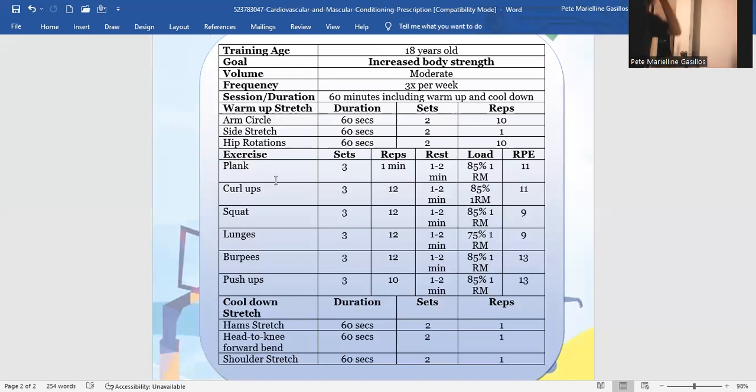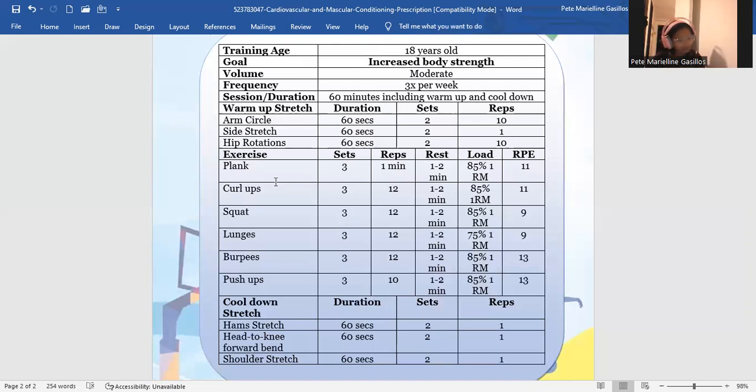Next is the exercise. For my exercise, I choose planking, which is like this, the curl ups, which is like that, and the squat, lunges, burpees, and push ups. The planking, I decided to have 3 sets and 1 minute per set, and my rest is approximately 1 to 2 minutes. Based on the load, I based it here in the module.